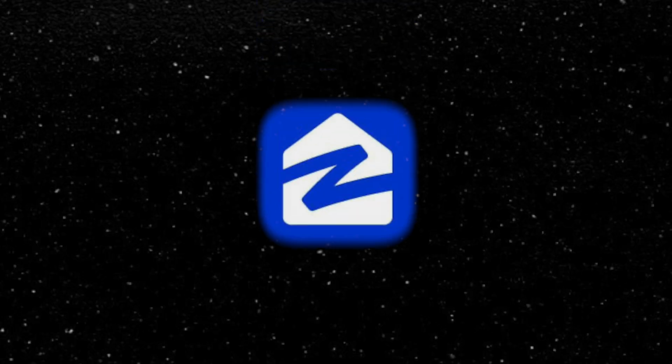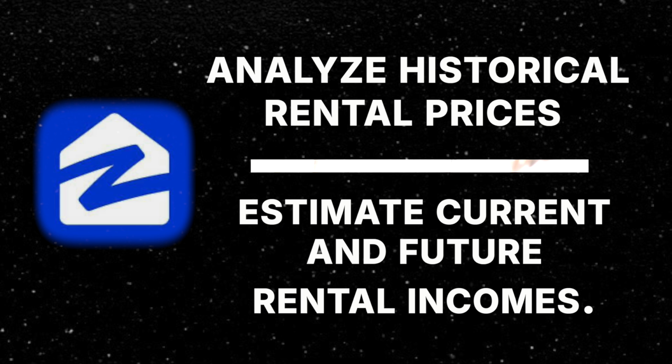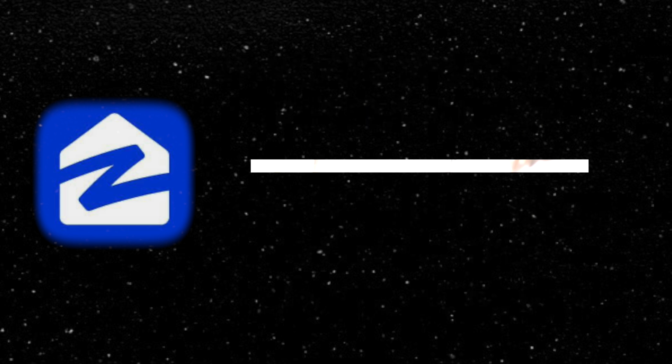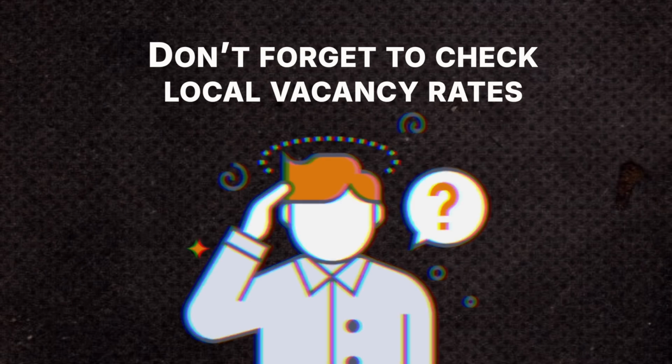Using platforms like Zillow, you can analyze the historical rental prices and trends to estimate your current and future rental income. Look at similar properties in those areas, focusing on those with comparable size, amenities, and location. Additionally, reviewing recent property sales can provide insight into the property's current market value. Combining this data gives you a clear picture of the potential rental income and the property value, even without the detailed documentation. Don't forget to check your local vacancy rates, which can significantly impact your rental income.